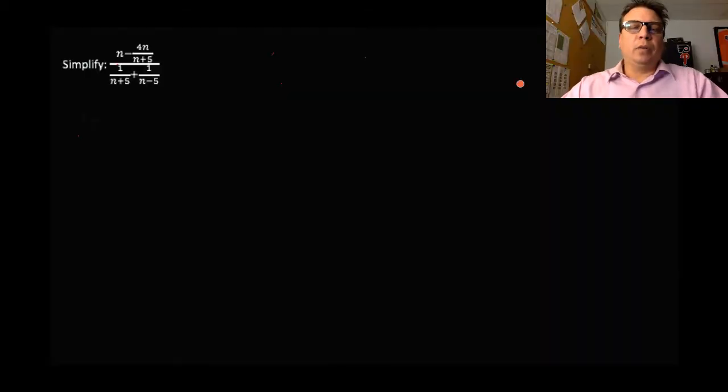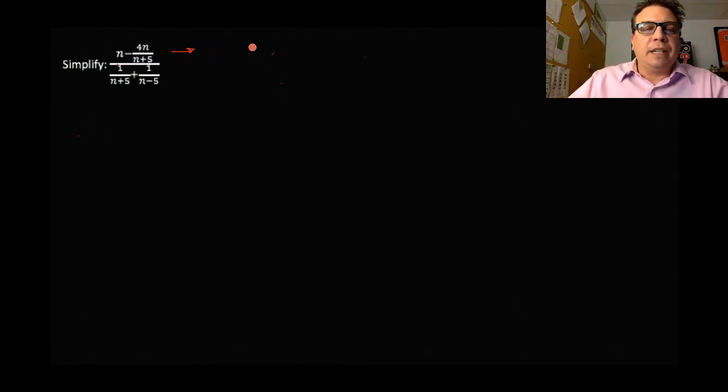The next one, though, we still want to figure out the least common denominator. So let's go through and figure out the least common denominator for each of these. If I look here, my common denominator in the first one is a 1. In the second one, it's an n plus 5. So my LCD in the numerator is going to be n plus 5.